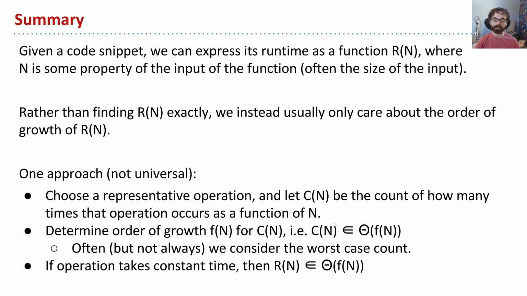That is, which family does C of n belong to? Is it n, n squared, n cubed? And often, but not always, we're only going to consider the worst case count, C of n. Now, if that operation that we're counting takes constant time, then the overall runtime will also belong to that family. So if we're counting increment operations and they each take constant time and the number of increments grows like a parabola, the overall runtime will grow like a parabola.